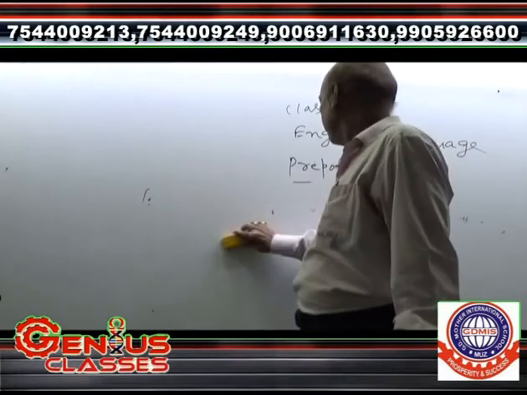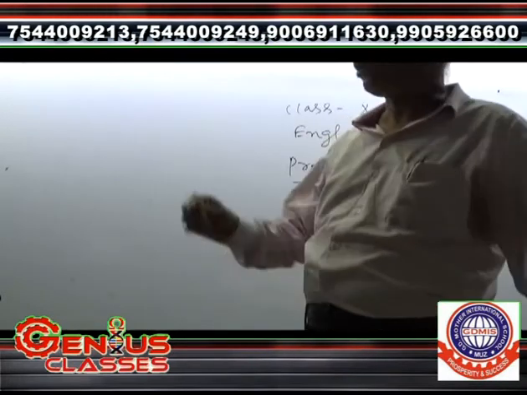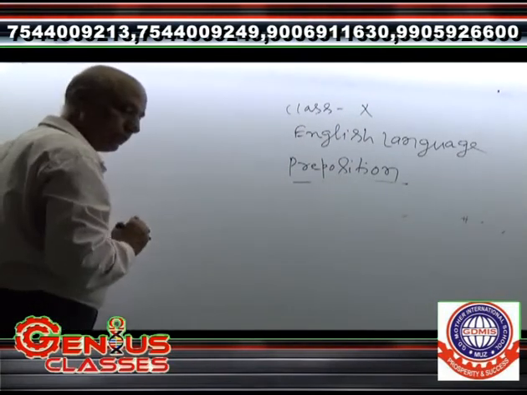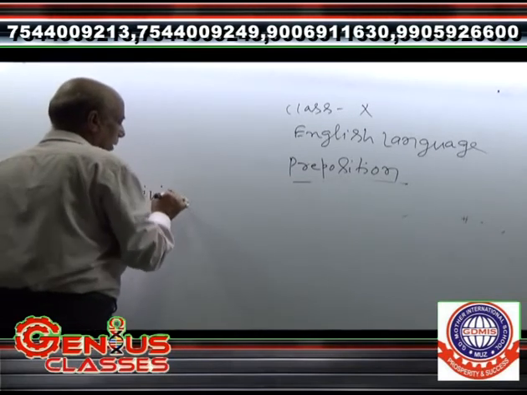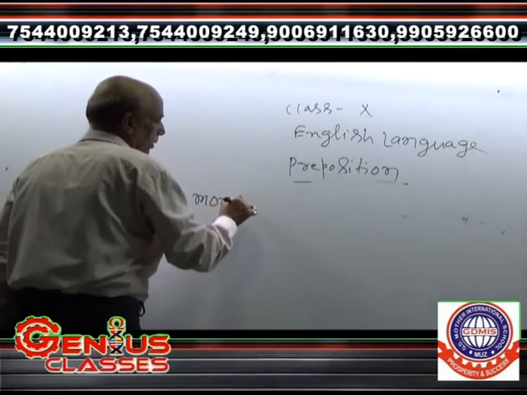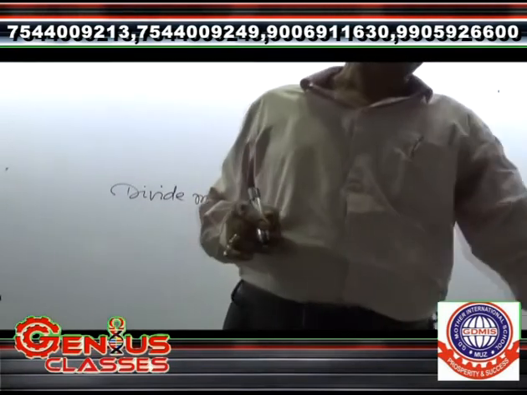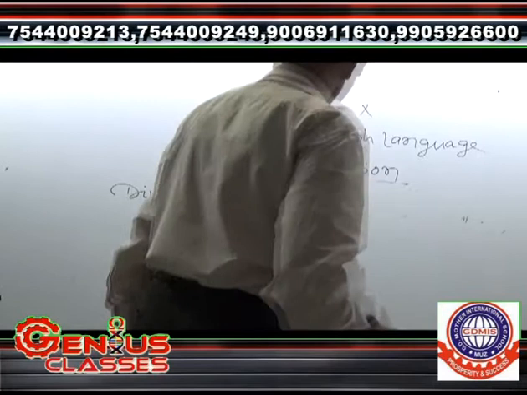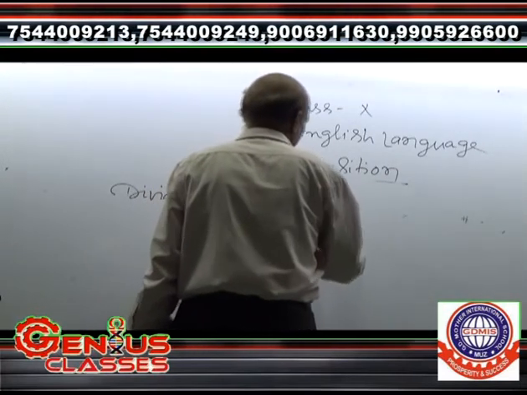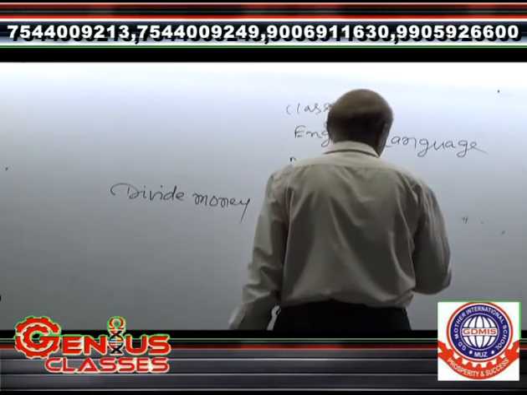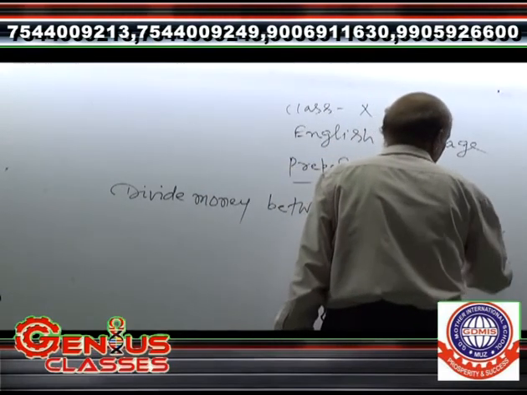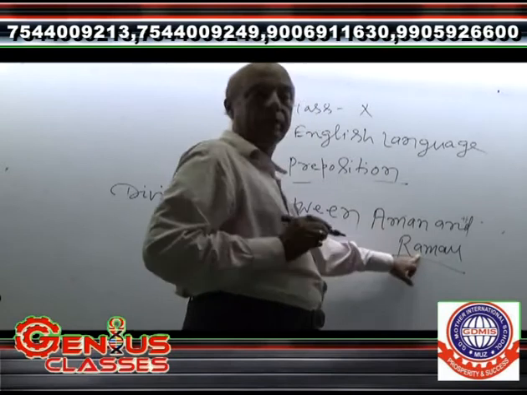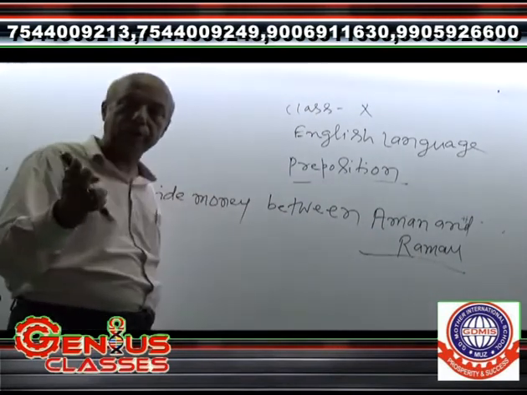the method of use, the definition, how it is used. First of all, I am writing here: divide money between Aman and Ram. Here you see two, Aman and Ram. It means between is used for the two.